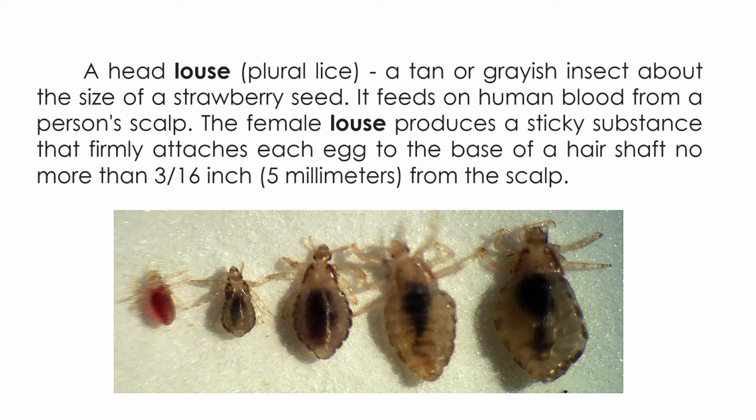A head louse, or in plural form, lice, is a tan or greyish insect about the size of a strawberry seed. It feeds on human blood from a person's skull. The female louse produces a sticky substance that firmly attaches its egg to the base of a hair shaft, no more than 3/16 inches or 5 millimeters from the skull.